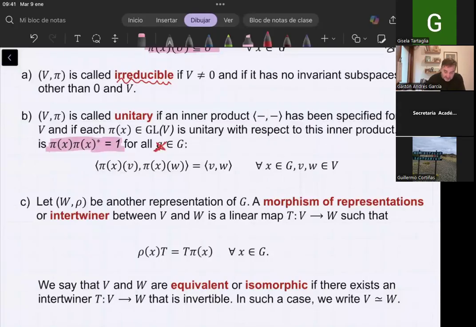So writing this using the inner product, taking the inner product between the action on v and the action on w is the same as taking the inner product between v and w, for all x in G. So when we have this, we call the representation unitary.